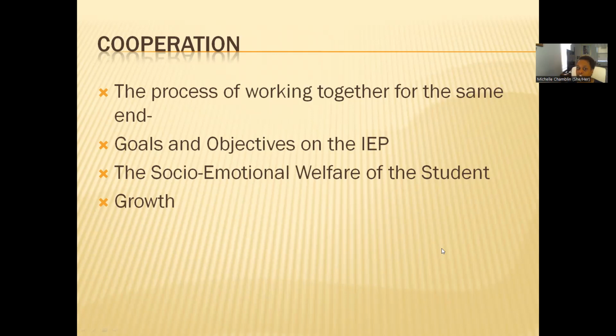So as a general education teacher, you are extremely important, and being that first person to realize that it is important for you to cooperate so that you can make sure that those goals and objectives on the IEP are worked on, and so that we make sure that our students are socially and emotionally safe in our classrooms, and that we are working towards growth, and we're looking for that growth, and we are cultivating an environment where the student can grow.